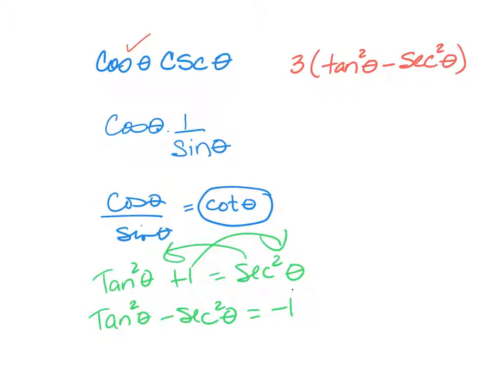Does everybody see that? So technically this is the same as -1. So it's 3 times -1. So 3 times -1 is -3, and that is your answer, not +3.